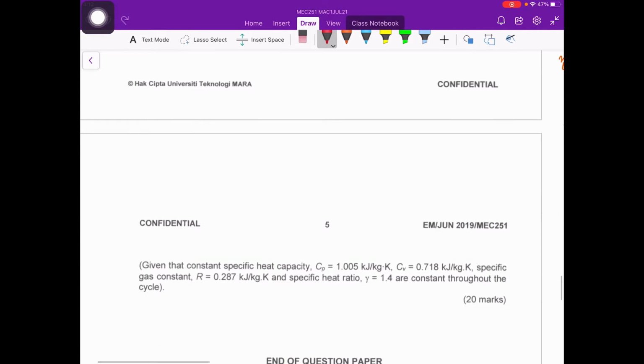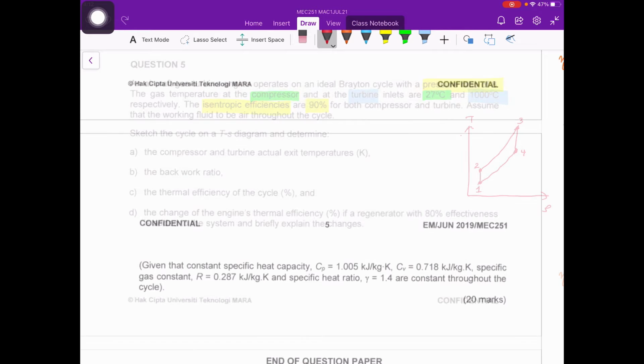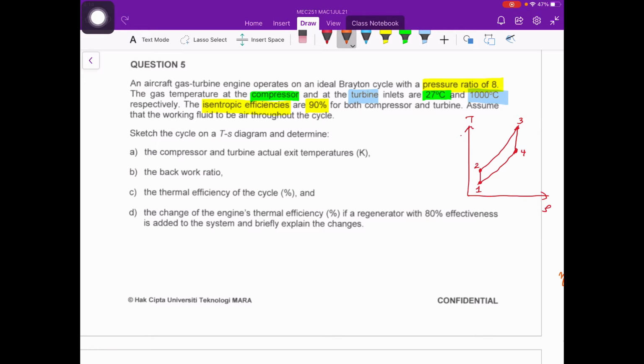Given in the question is the constant specific heat Cp, Cv, specific gas constant R, and specific heat ratio gamma. Given to us from the question is the pressure ratio Rp equal to 8. We know that this pressure ratio is equal to P2 over P1, and P2 is equal to P3. Also, P1 equals P4.